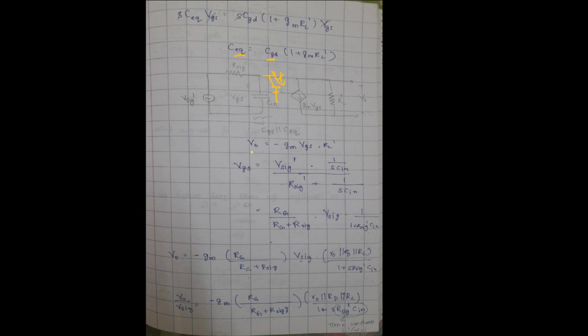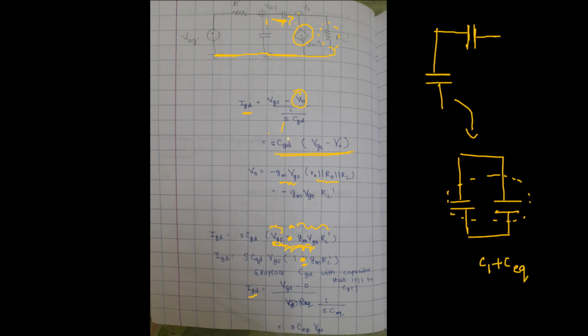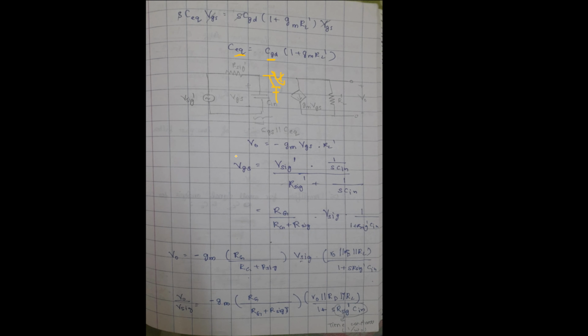So we have the value of V output. We already found the value of V output here, right? So now we need to find the potential difference VGS, that is across this particular capacitor, and we can do that by voltage division rule. So the source voltage is V signal dash. The impedance across which we are trying to find VGS is 1 by S C input, and the total impedance is R signal dash plus 1 by S C input, right?